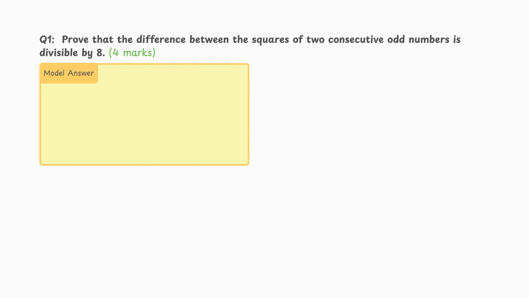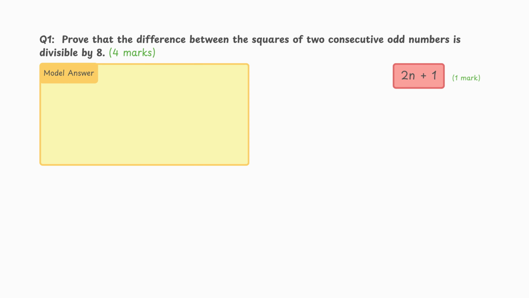Question 1. Prove that the difference between the squares of two consecutive odd numbers is divisible by 8. This question is worth 4 marks, so we will go step by step and build a clear algebraic proof. Let's begin with the first step, representing the numbers. We know that any odd number can be written in the form 2n plus 1.